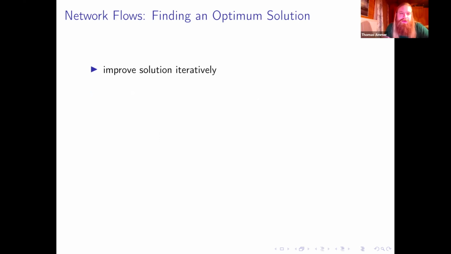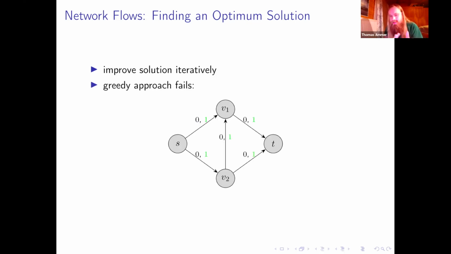So how can such a flow problem be solved? How can we find an optimum solution? Well, I think it's not a big surprise if I say that we can improve the solution iteratively. So if, let's say, we want to solve a maximum flow problem, which means, well, to send as much flow as possible from a source to a target, okay? Then, well, we start initially with the zero flow everywhere, and then we improve the solution iteratively. And now let's try some kind of a greedy approach.